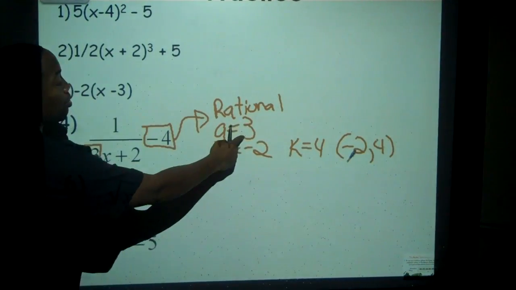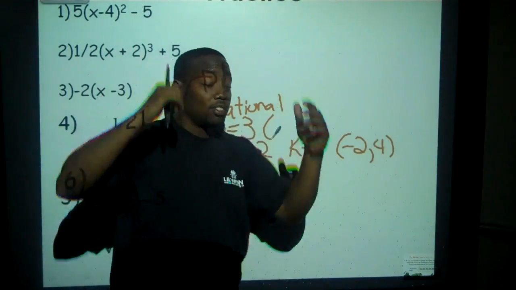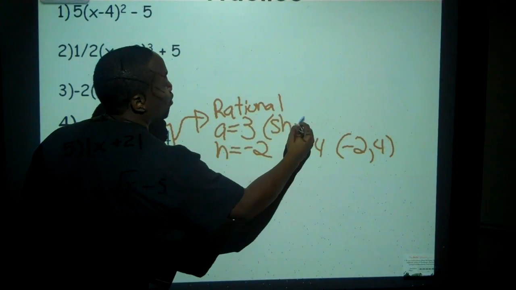And because of this 3, we know what's going to happen with the 3. Because this 3 is going to do what? It's going to get closer again, so it's going to shrink. It's going to be a very thin graph.